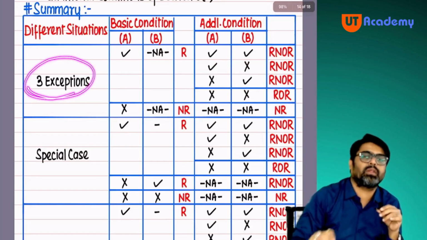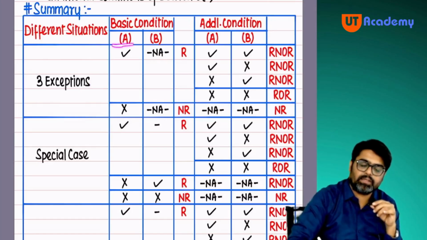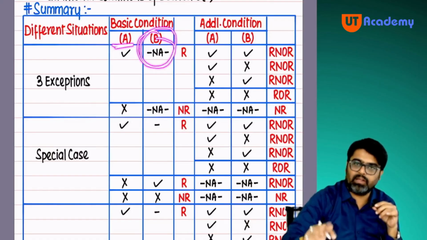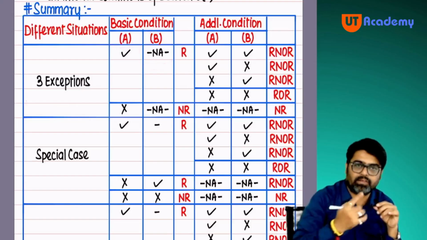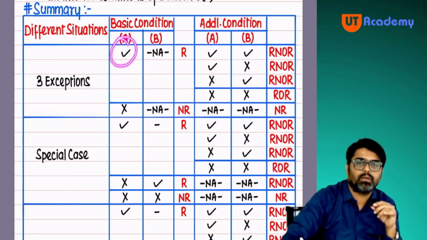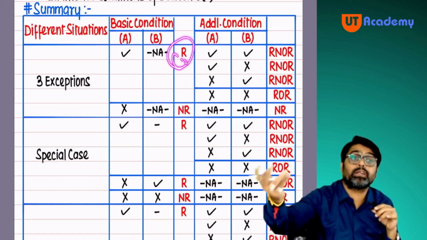If you are covered by any of the three exceptions, check basic condition A. B is not applicable, because you are covered by the three exceptions. A is applicable, yes? A is satisfied. You become a resident, and once you become a resident, check two additional conditions also.